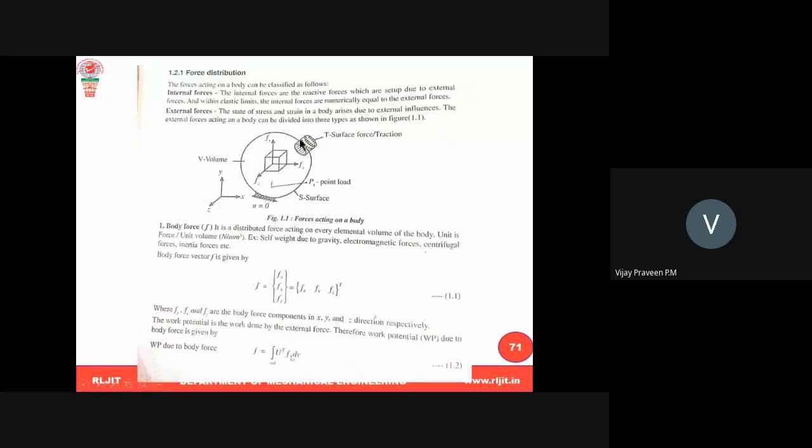So u, v, w is called the displacement, and this is called the displacement matrix. Again, this displacement matrix is represented as a column matrix. If you want to represent it as a row matrix, they use the transpose method. That is called uT, the transpose displacement matrix. Now I need to calculate the work done.